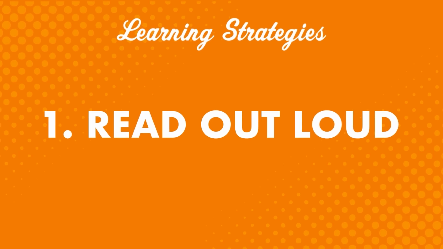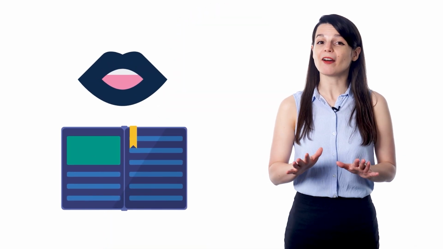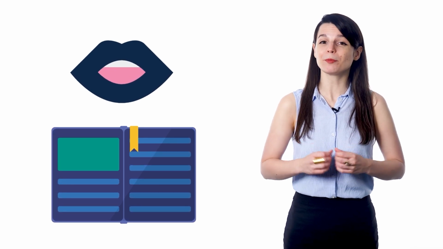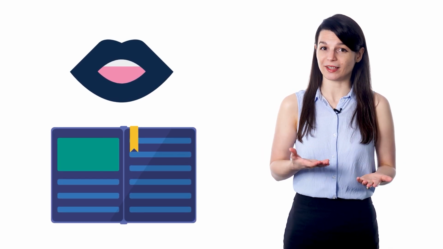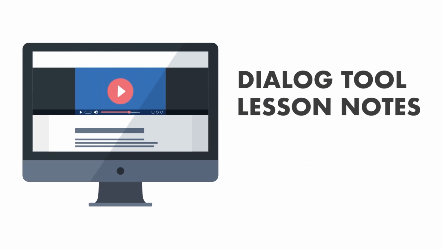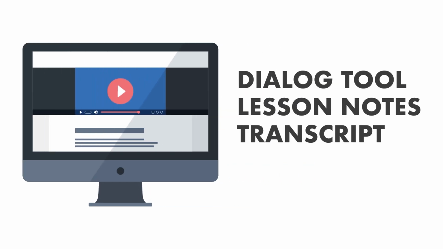1. Read out loud. This might seem pretty basic, but it's a great way to practice speaking. Reading aloud lets you practice speaking without having to think about grammar or things to talk about. Reading out loud lets you focus on your pronunciation and the rhythm of the language. It can help you learn to speak more smoothly and quickly, without even thinking about it. If you're using our lessons, read the dialogue out loud as you listen. You can read along with the dialogue tool, the lesson notes, or the transcript.